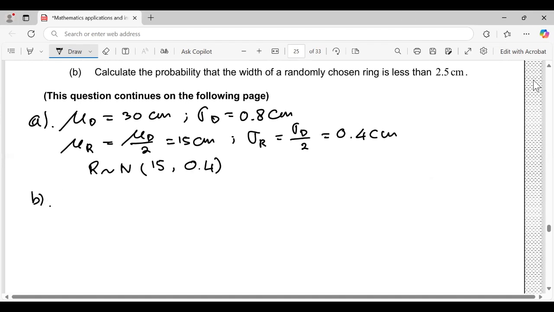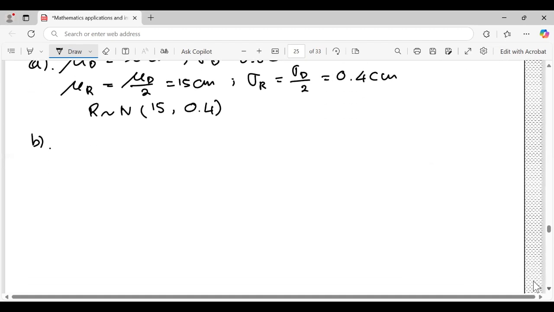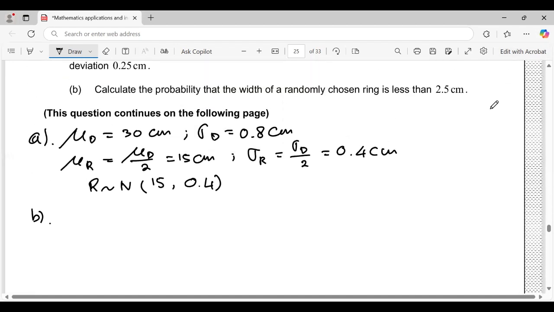Part B. The radii of the holes are normally distributed with mean 12 centimeters and standard deviation 0.25 centimeters. Mu and this is sigma. Calculate the probability that the width of a randomly chosen ring is less than 2.5 centimeters. So we are going to find the probability of W less than 2.5 centimeters.